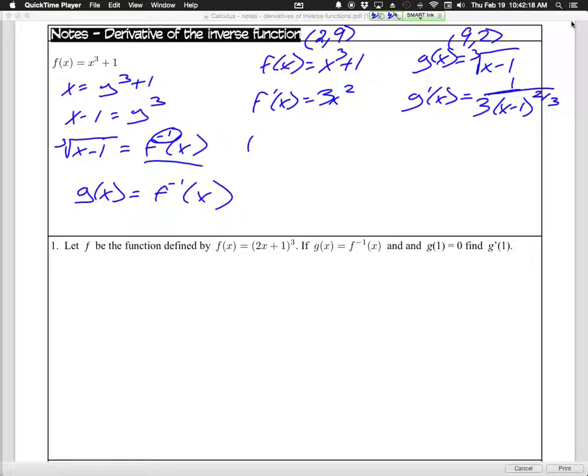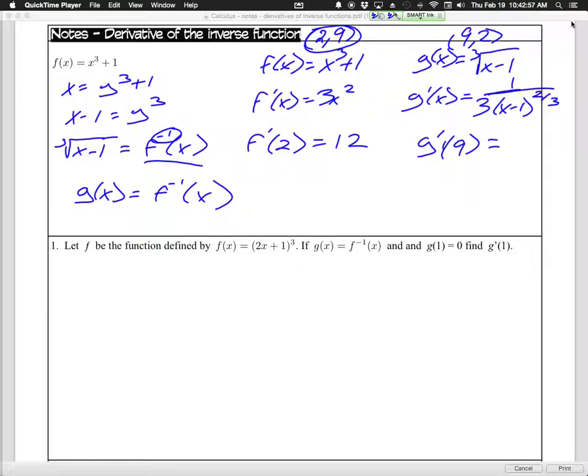So, if I'm going to plug one of those in, 2 or 9, what is it I'm going to plug into f prime? I'm going to plug in 2, because it's the x value. 2 squared is 4. 4 times 3 is 12. If I want to plug something into g prime, I'm going to plug in 9, because it's the x value of g. You always want to plug in your x value.